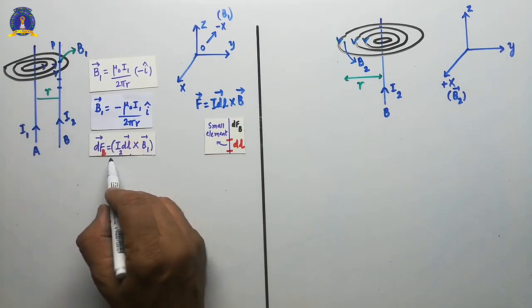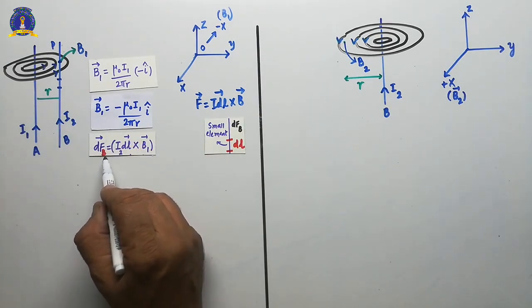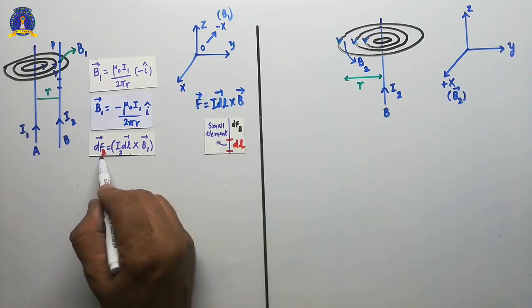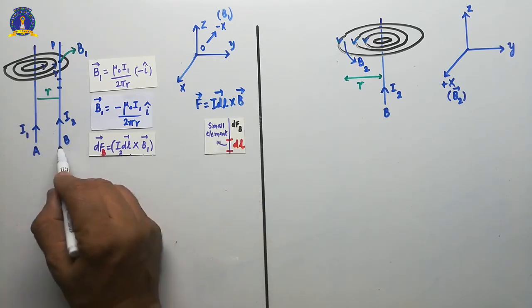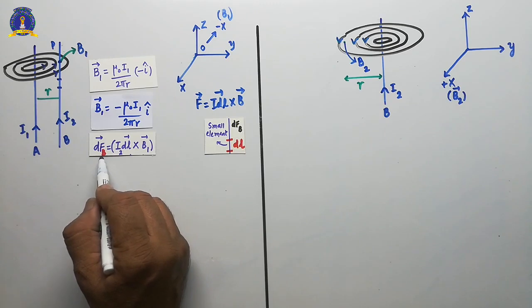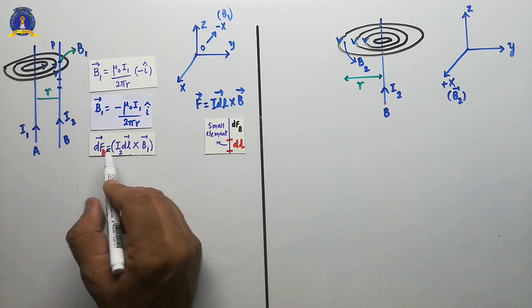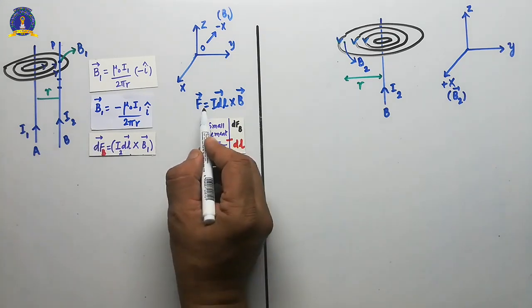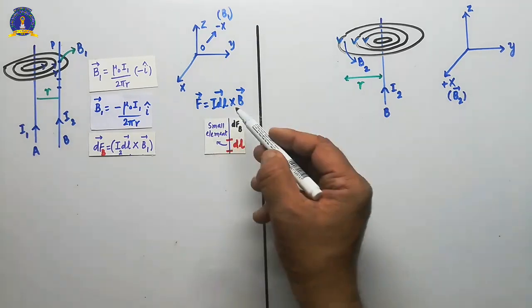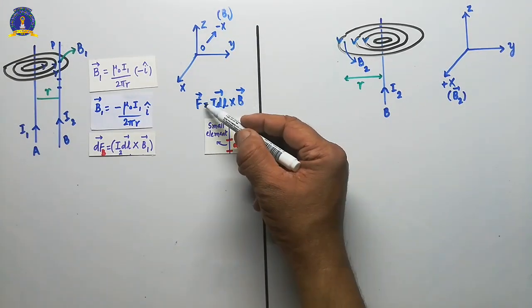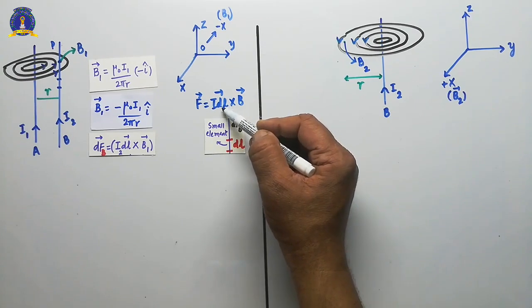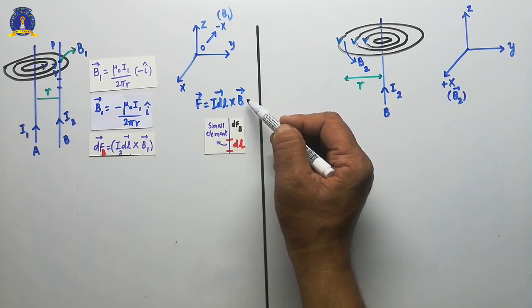This is the fundamental formula. Look at that. dFB. What is dFB? It is the very small amount of force acting on the small element in B. Are you clear? In current carrying conductor B, that is called dFB. Since the force is very small, we call it the dFB vector. This formula is arrived at from the basic formula. What is the basic formula for Lorentz force? F vector is equal to I l vector cross B vector. This is the formula which was already derived in the previous concept.